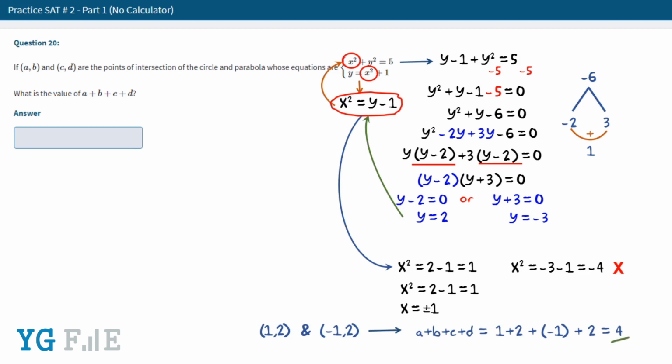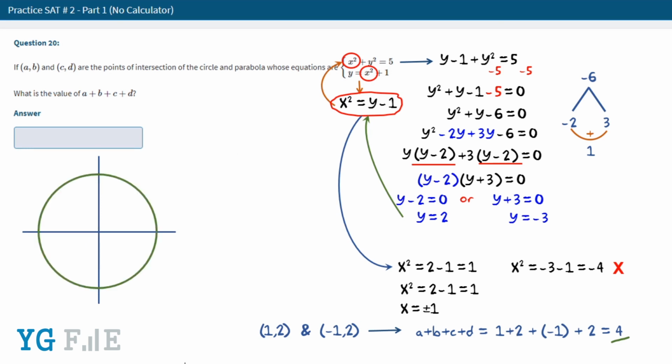And to see why we get only two intersection points, or why this is an extraneous solution of this system, we can try to make a sketch of this system. The first equation is an equation of a circle, x squared plus y squared equals 5, which means that the center of this circle will be at the origin. Since we just want to make a sketch of this graph, we can draw a circle with the center at the origin.